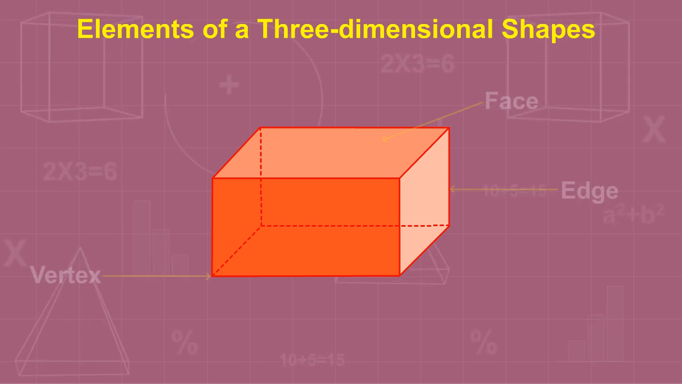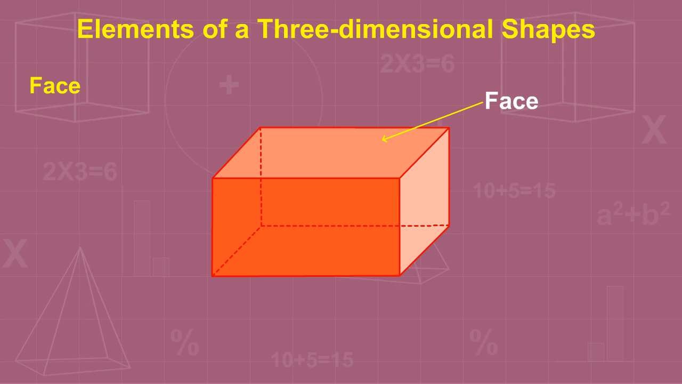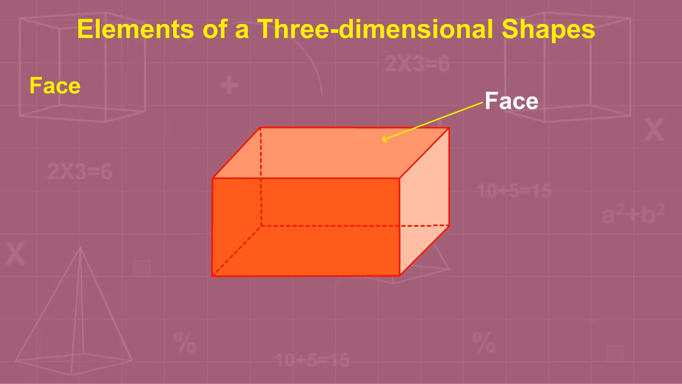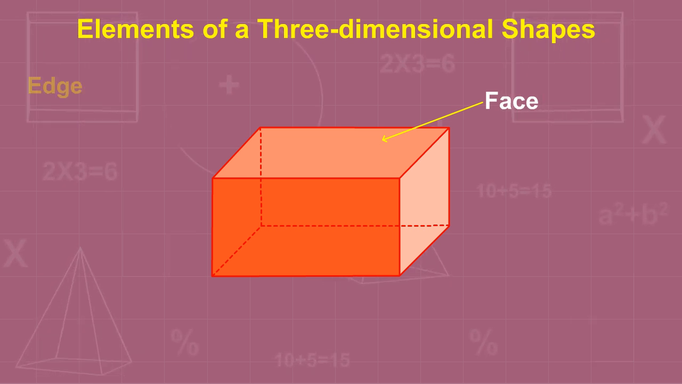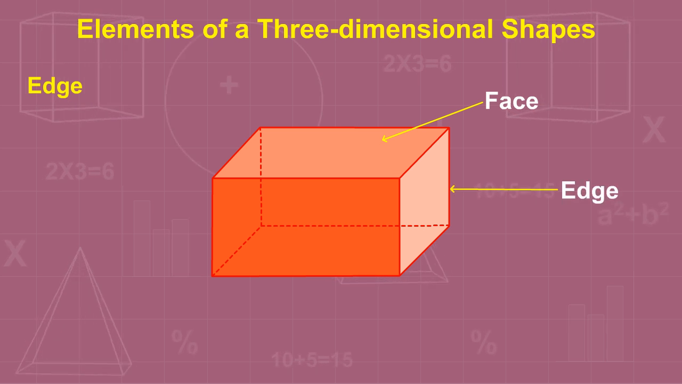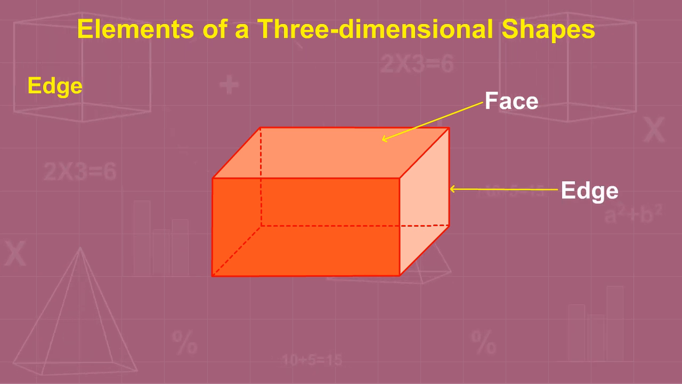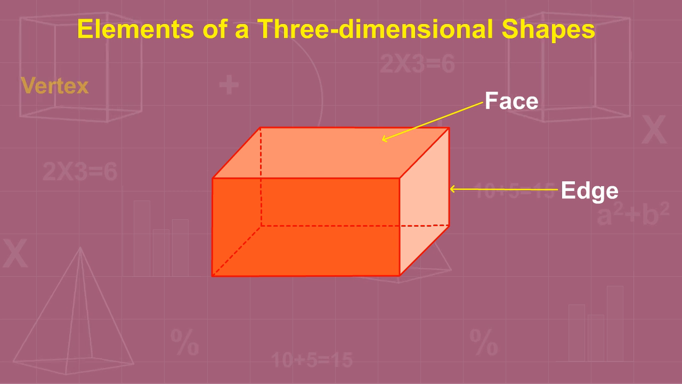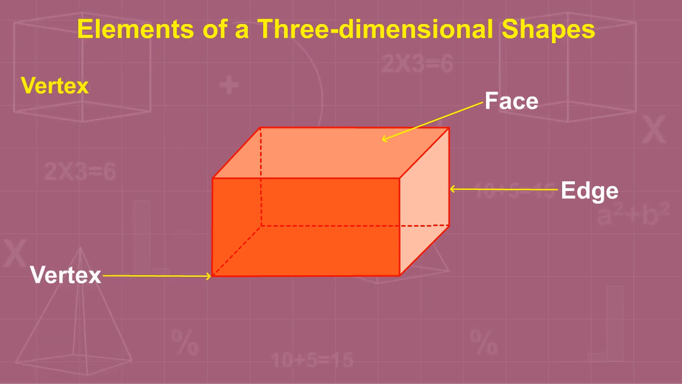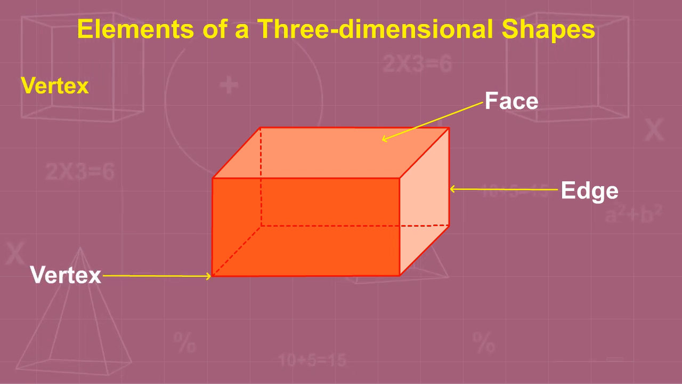Face. Each side of a solid has a surface called a face. Edge. Two faces meet at a line segment known as an edge. Vertex. Three edges meet at a point known as a vertex.